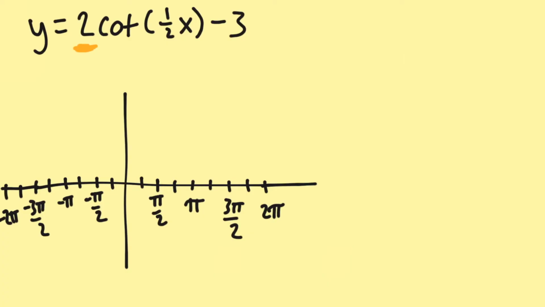We're going to graph a transformation of the cotangent graph. Here's our equation. The stretch factor is 2. The period is, remember you find period for tangent and cotangent by pi divided by b. b is the coefficient of x.